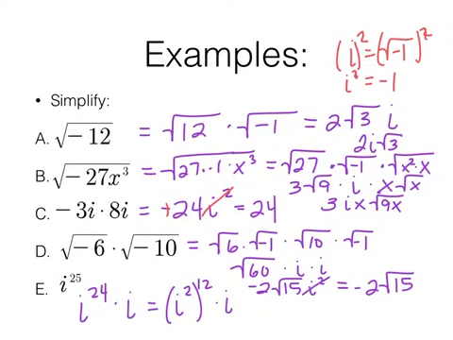So if I now have i squared to the 12th power, that's the same thing as saying negative 1 to the 12th power times i. And since 12 is an even number, that negative 1 to the 12th power is a positive 1. So it turns out that i to the 25th power is just equal to i.